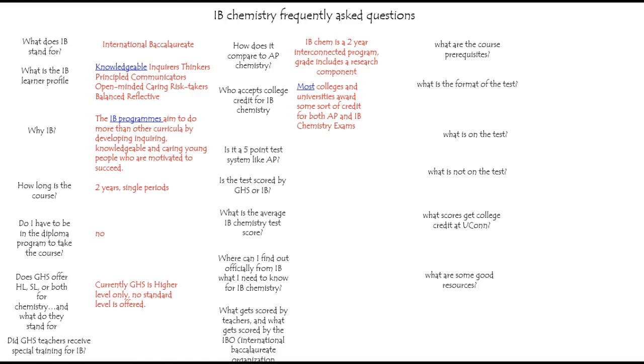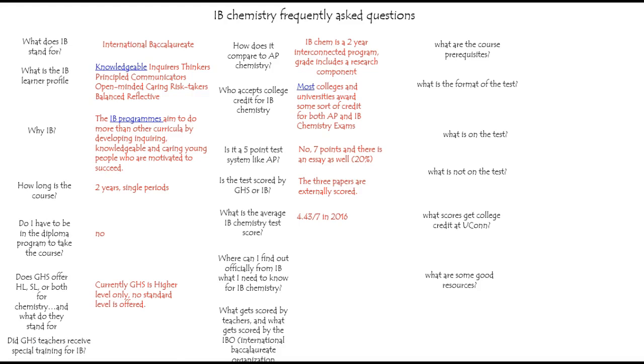Is it a 5-point test system? No, it's 7 points, and there's an essay as well that counts for 20%. Who scores the test? It's externally scored. What's the average test score? 4.43 out of 7 was the average test score internationally in 2016.